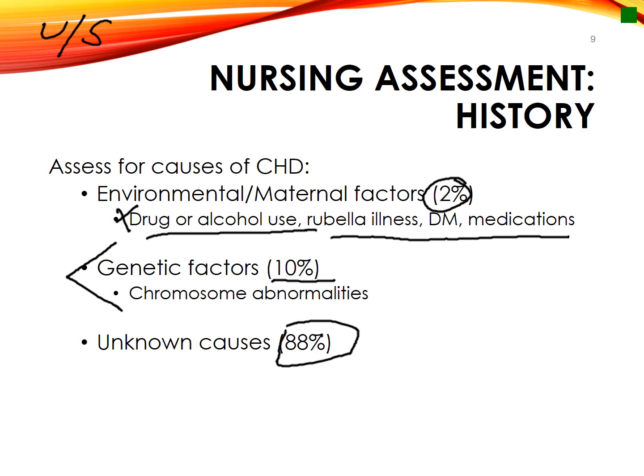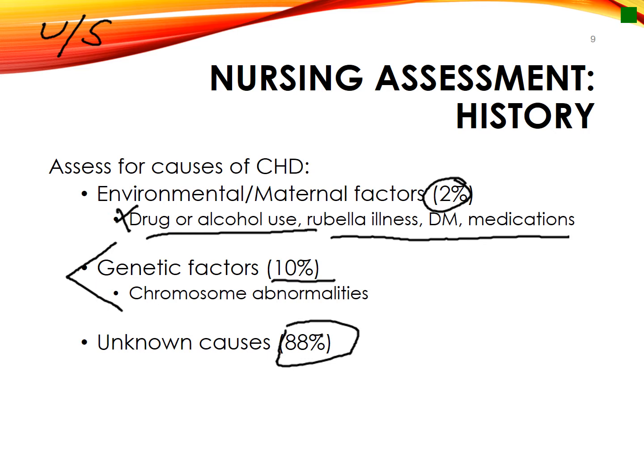So this is going to be a young mom that's pregnant, and so we have to be careful at how we're saying this, because while drug and alcohol use and rubella illness and all these other things might be a cause, they're only 2% of the causes of this, okay? So you got to be real careful about how you're going to ask these questions. Then we have the genetic issues that can cause it, but again, that's only 10%. 88% of these defects are unknown causes.